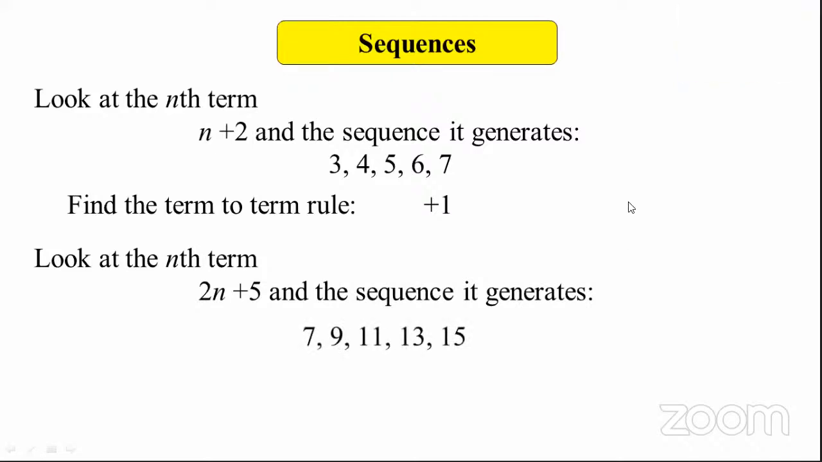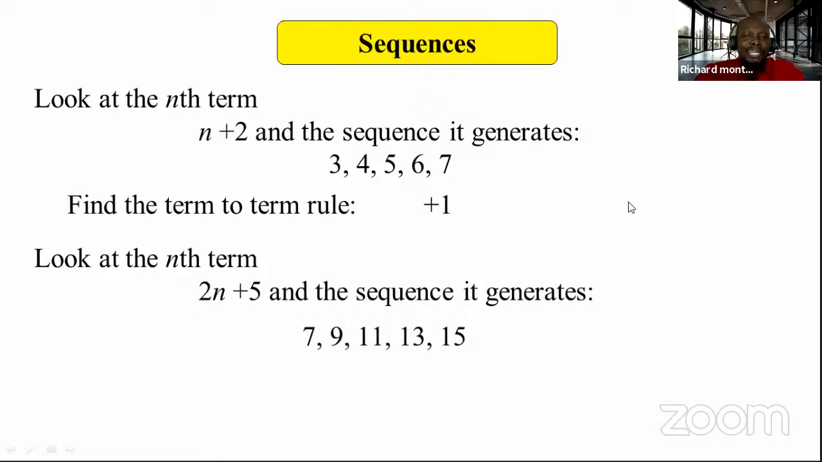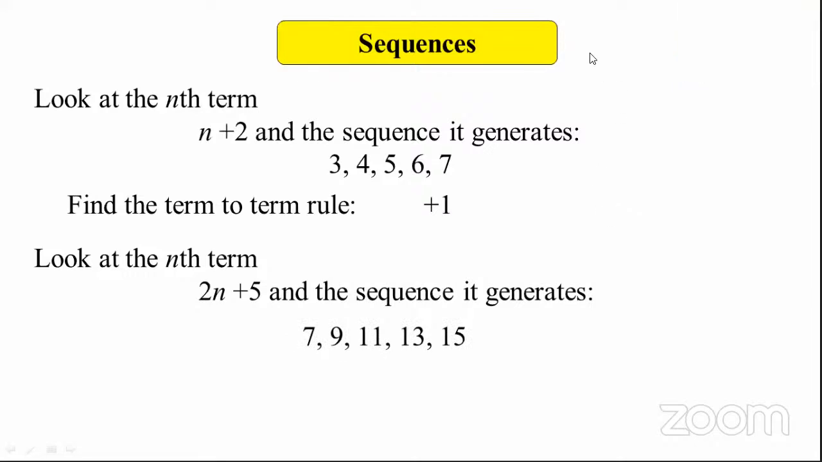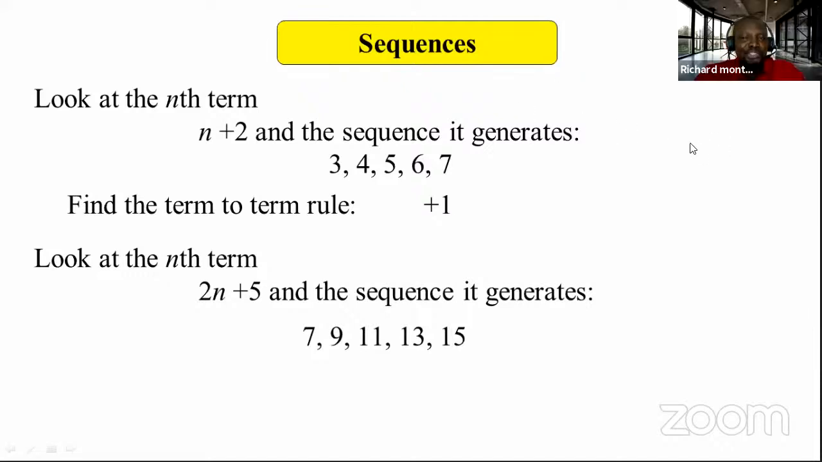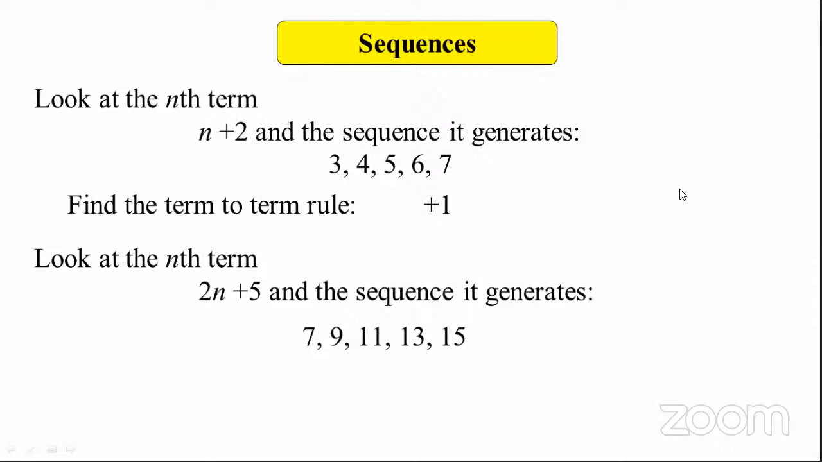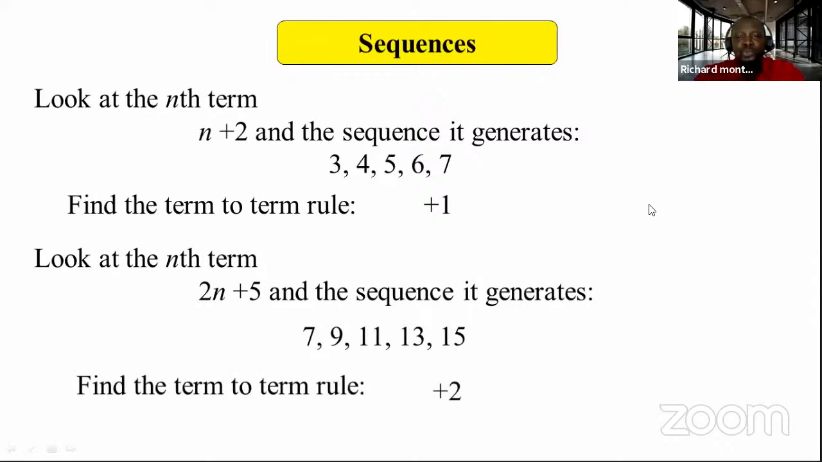All right, so what would be the term-to-term rule that we would be seeing from this one? So I'm seeing +2, add 2. All right, great. So we're all traveling along quite comfortably. All right, so our term-to-term rule would be, yes, +2.